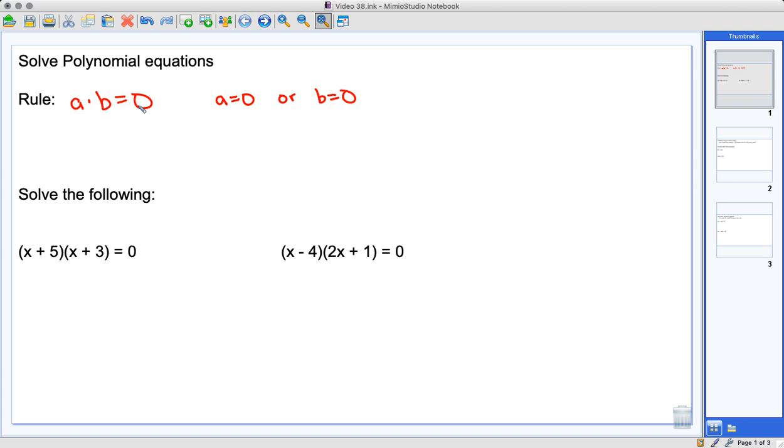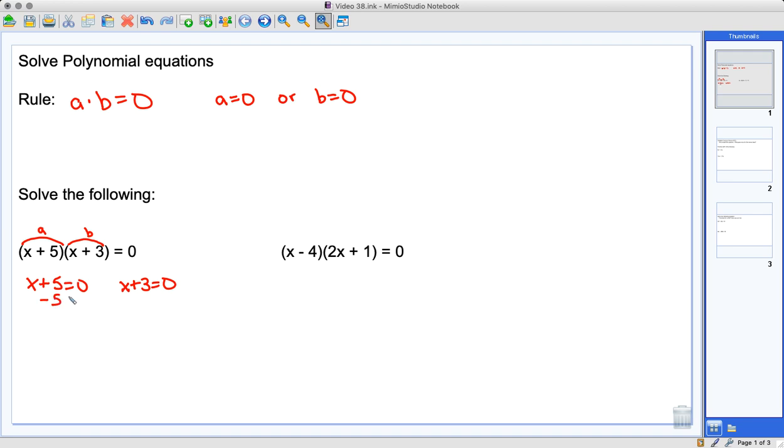Here's how we're going to use this rule to solve these. Think of this whole parentheses here as your A. Think of the second one as your B. If I know that those equal 0, I either know that x plus 5 has to equal 0 or x plus 3 has to equal 0. Then we're going to solve these equations using our rules and our process from last semester.